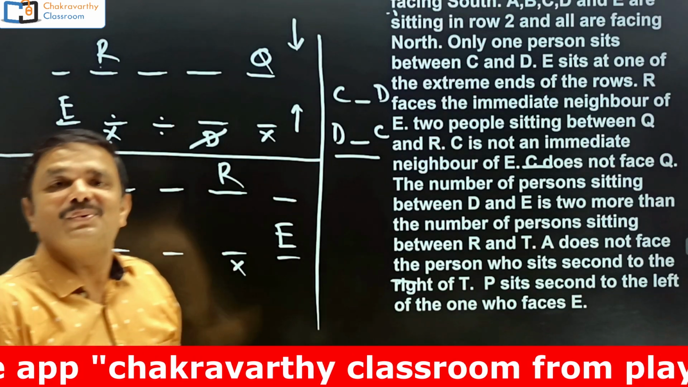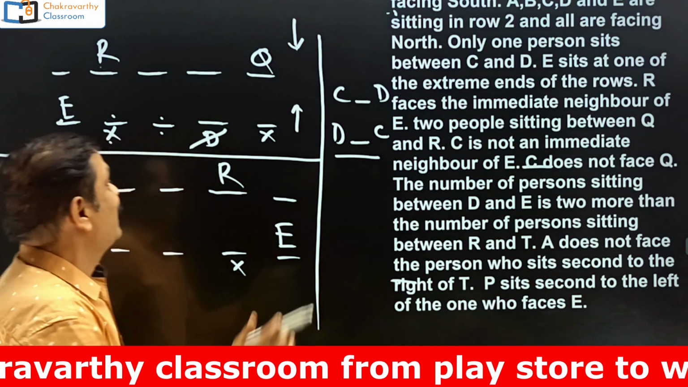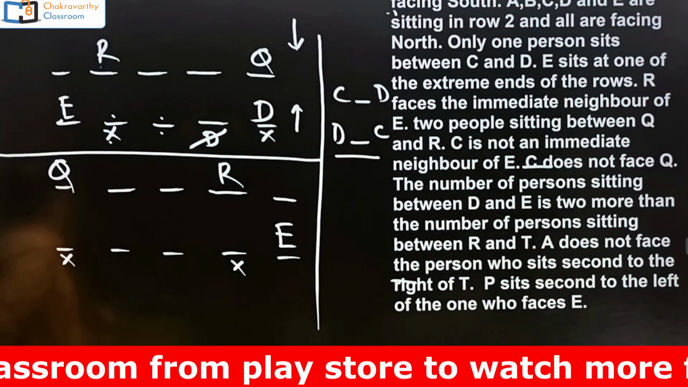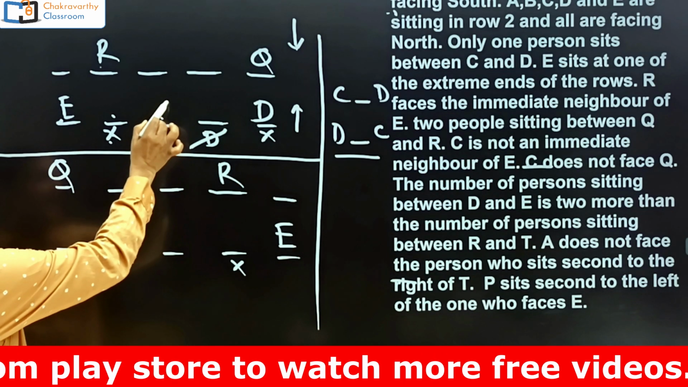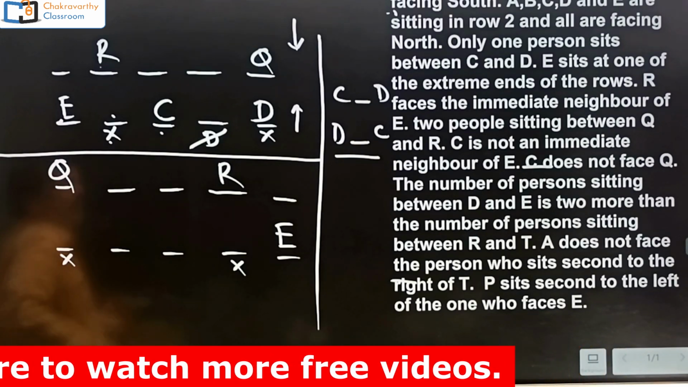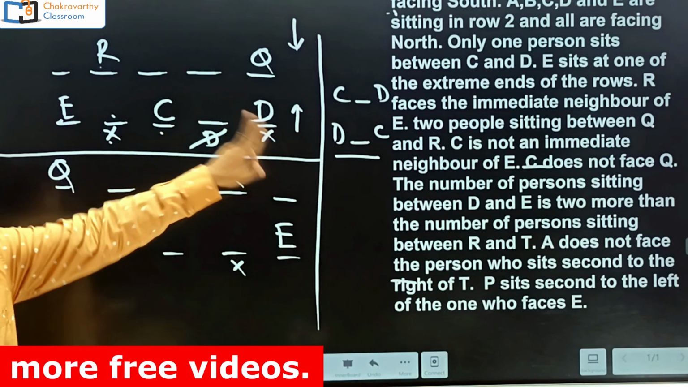This is the way, students. This is the elimination process. Now I can keep D only here, no other way, only here. If D is here, 1 person, leave 1 person in between, this must be given to C. As simple as this one. Now C and D, this is fulfilled. The given condition is fulfilled.